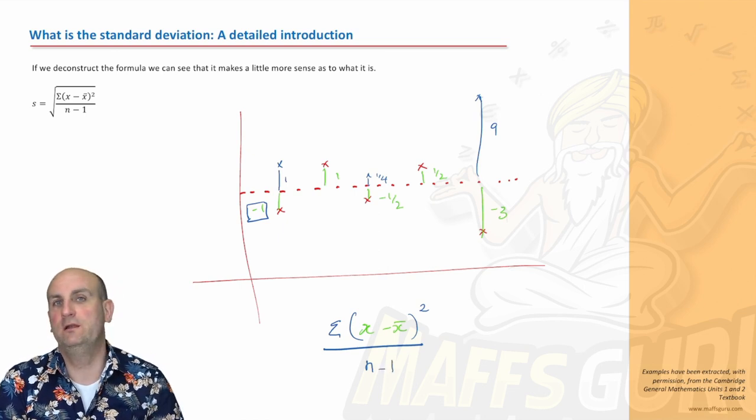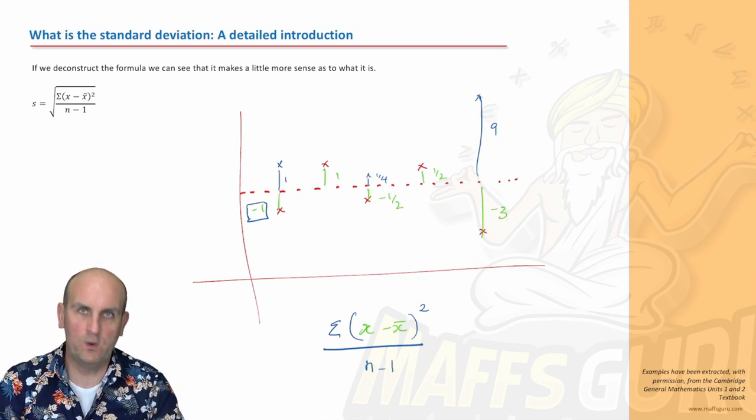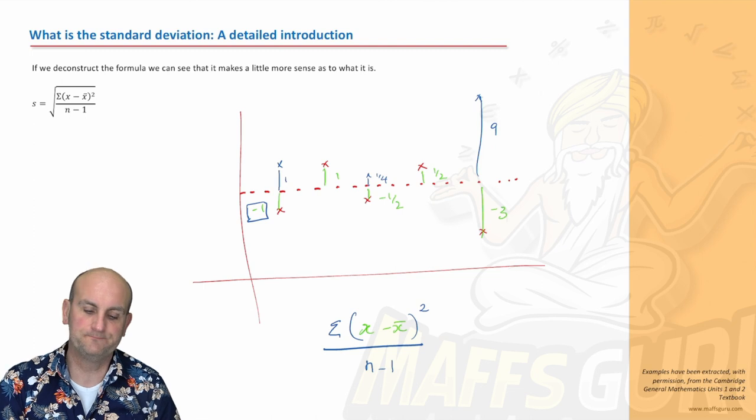Now, depending on which country you're in, the UK, I believe, uses n. Here in Australia, it's n minus 1. There's a big reason why. Don't worry about it. Just do n minus 1.